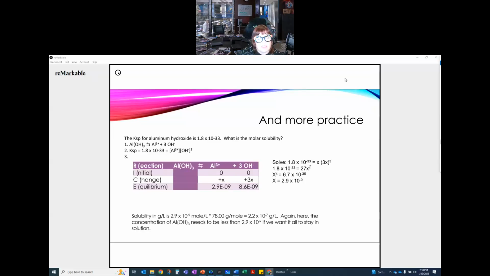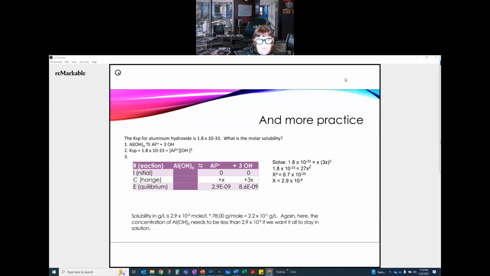Okay? Now, my solubility in grams per liter is going to be that 2.9 times 10 to the minus 9th that I solved for, the Al3 plus concentration, times the molecular weight of Al(OH)3, which is 78 grams per mole, which gives me 2.2 times 10 to the minus 7th grams per liter.